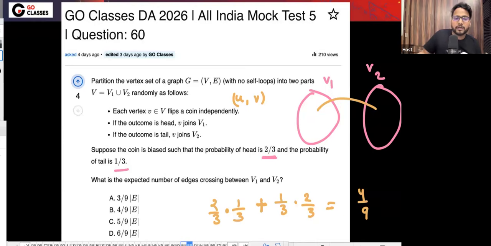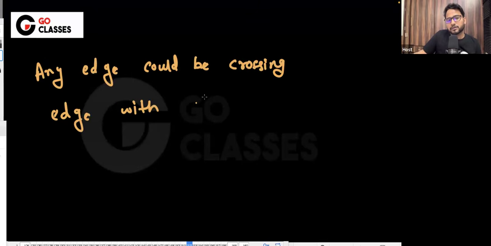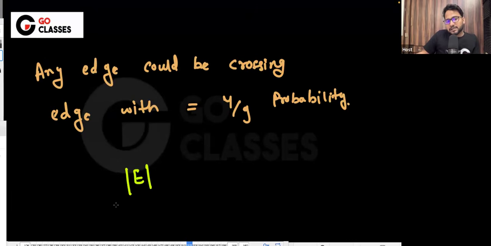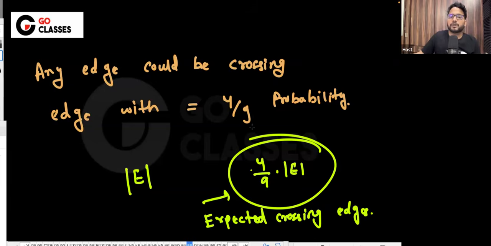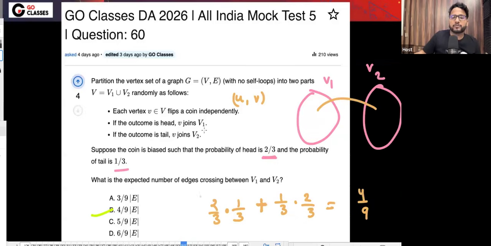So you can say that any edge could be a crossing edge with 4 by 9 probability, right? Now, since there are E total edges, you can say that 4 by 9 into E are the total, or you can say expected, crossing edges. So 4 by 9 into E is the correct answer, the expected number of crossing edges. So B is the correct answer.